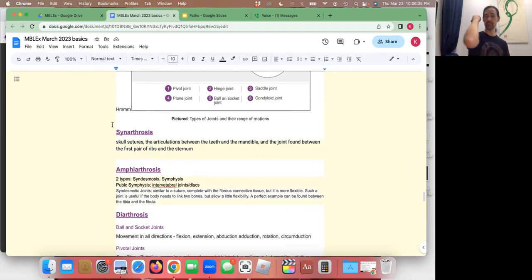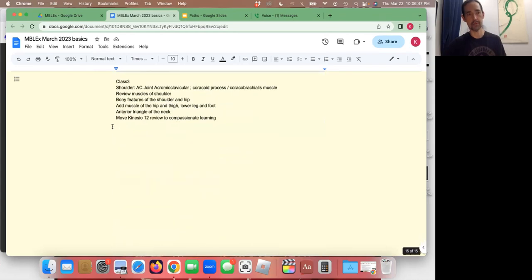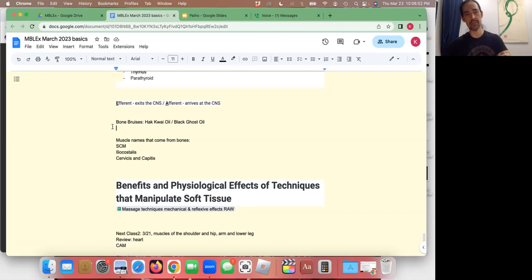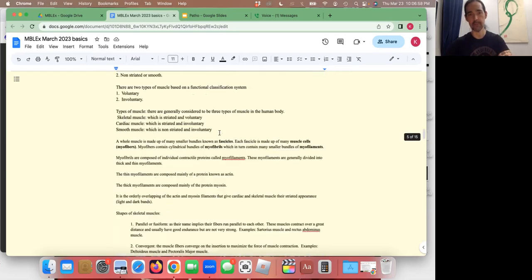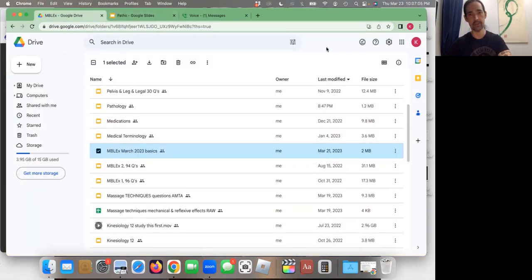Be sure to give yourself the kinesthetic practice of moving the joints so that you're saying, okay, this is what a hinge joint feels like. This is what a condyloid joint does. Be going through these basics all the time. You can select everything and copy it and put it into your own document if you want to. But keep track of everything. Keep a study log.